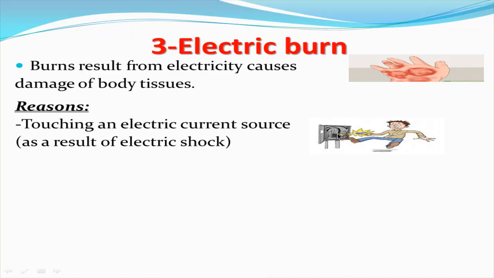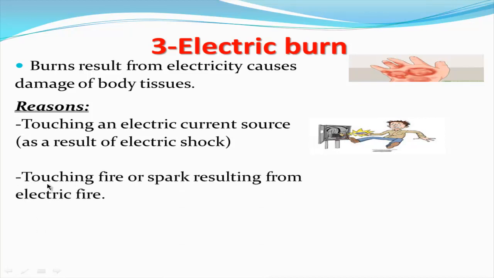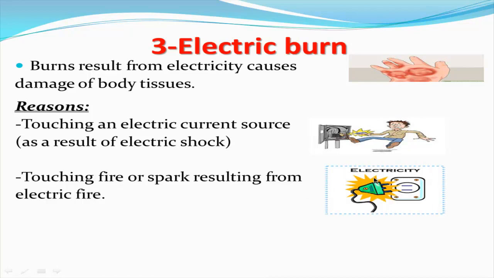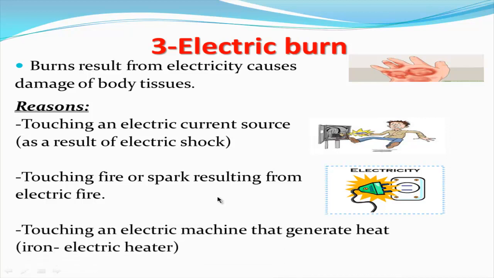When we put a metal object inside an electric current, electric shock occurs. That electric current passes through our body and causes electric burn. Number 2, touching fire or a spark resulting from electric fire. Number 3, touching an electric machine that generates heat, such as an electric iron or electric heater.